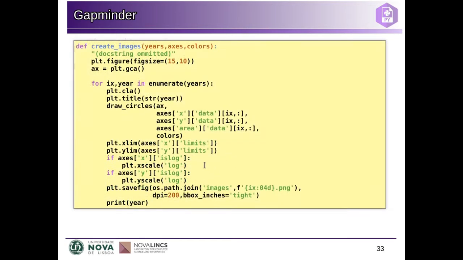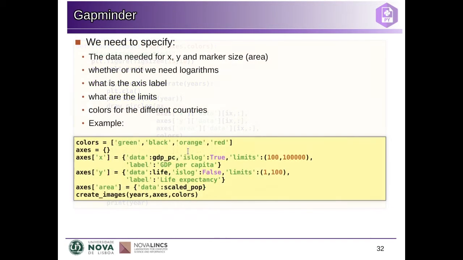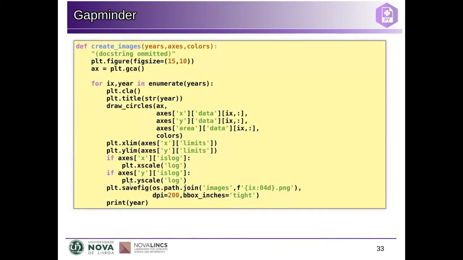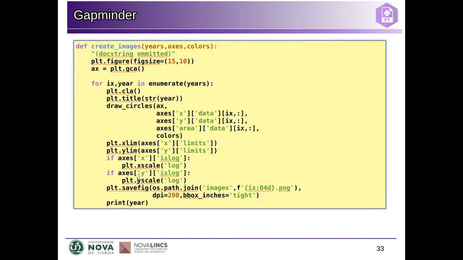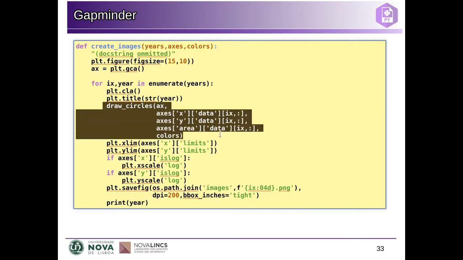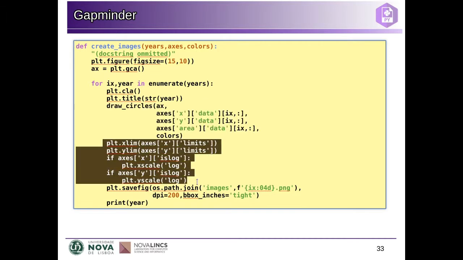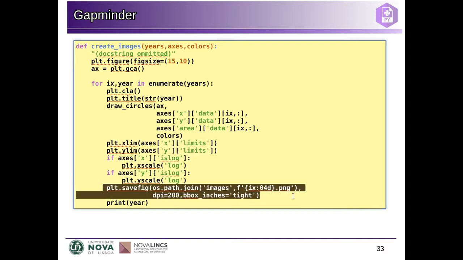Here I think I forgot to set the label, but we could set the label for the axis to these values here. And then we check if we want logarithmic scale for the x or the y and set the scale. And finally, we save the figure. So basically, during this loop, we are clearing the chart, setting the title and drawing the circles, setting the limits and the logarithmic scale, and saving the figure.